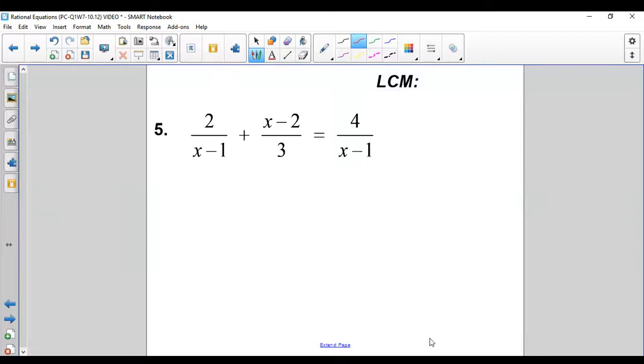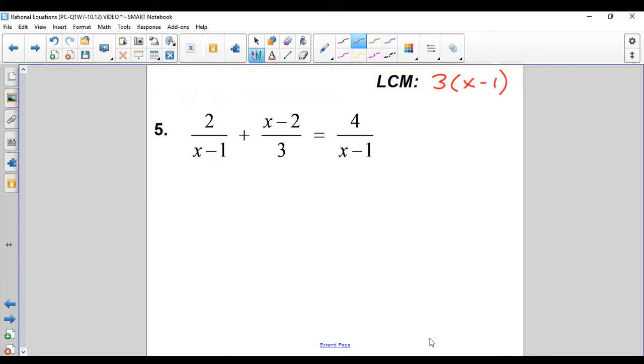These next two are a little different than 3 and 4. We have a little bit more than the binomial on the bottom. We have x minus 1, but we also have a 3 on the bottom of one of the fractions as well. So that just extends our lowest common multiple. Our lowest common multiple is just going to be putting both of them together, 3 times x minus 1.